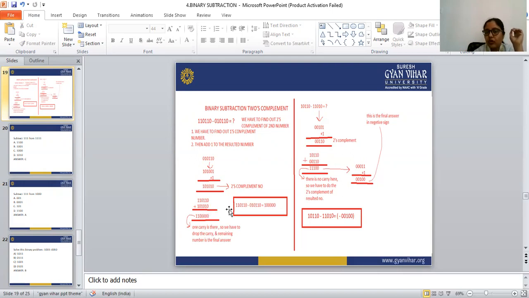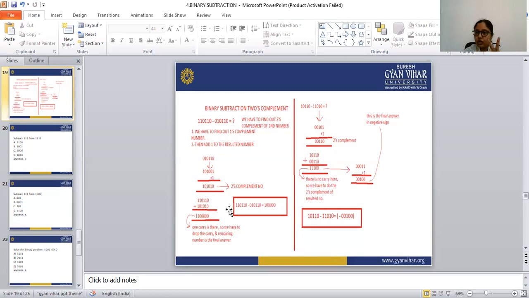So this is the correct answer of this question. We don't have to do any extra addition or any extra binary subtraction. No need to do that in the 2's complement method. So this is the difference between the 1's complement and the 2's complement method. If we do the 1's complement method, what is the procedure? If we get one extra digit in the answer, we have to drop that extra digit and add 1 to the remaining number. That is the procedure of the 1's complement method.